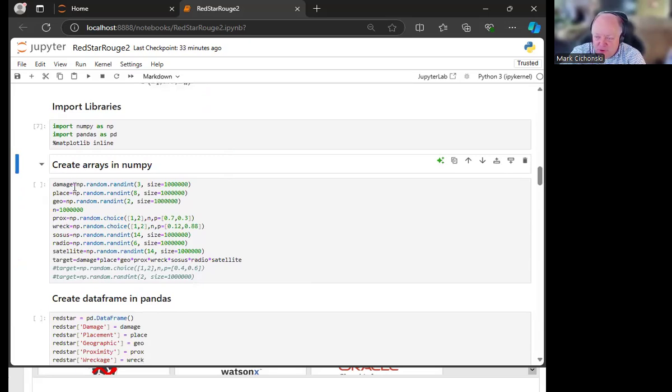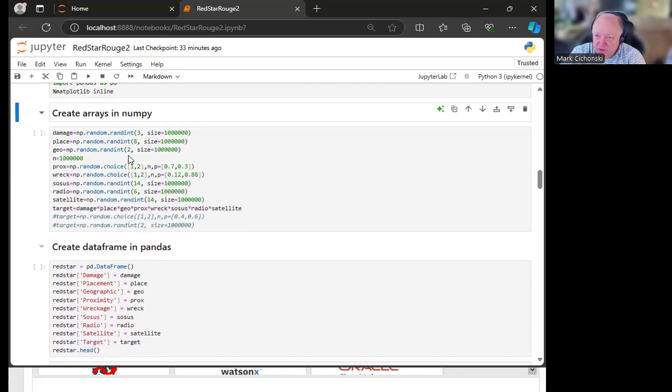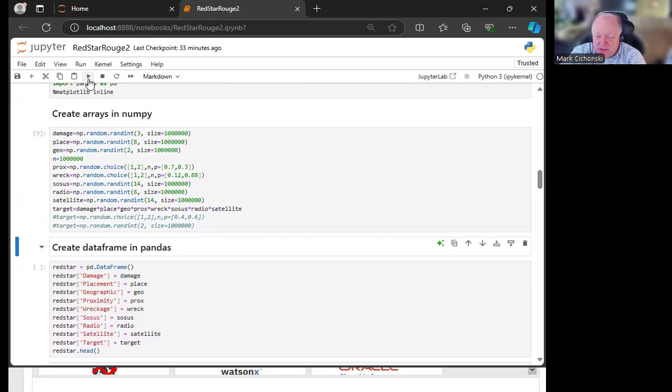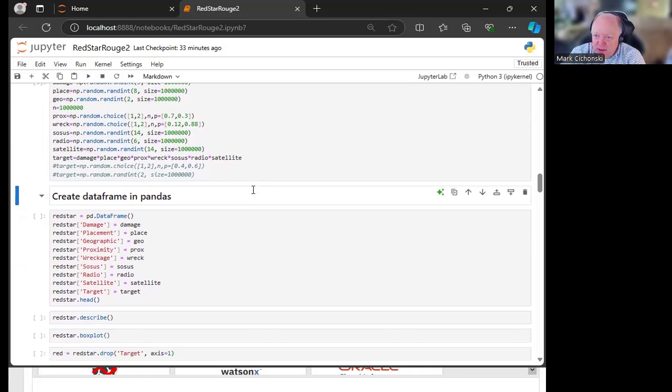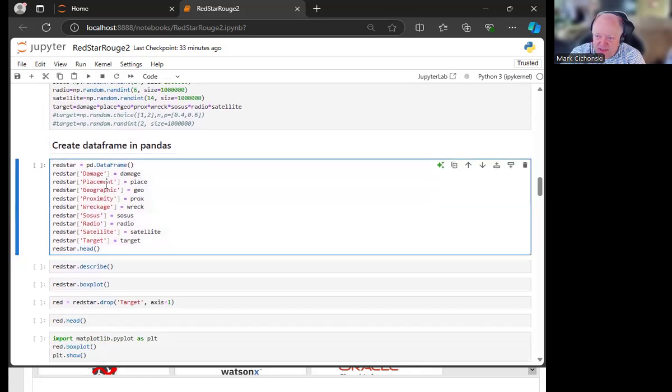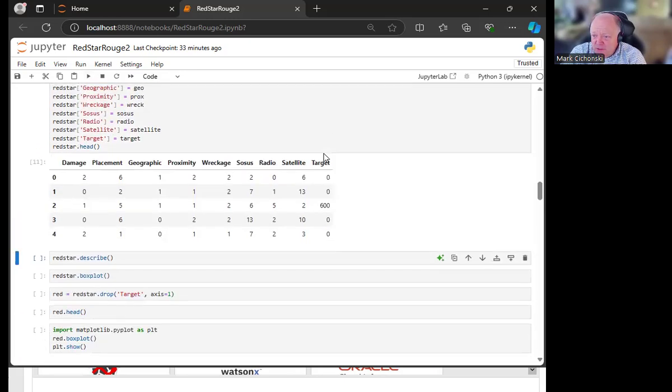In this case, I'm creating individual arrays for each factor, and I'll go ahead and create those. You can see it does it very quickly for random. Again, these are random numbers, and then I'm going to create a data frame. So now I'm going to combine all these 1,000,000 row arrays and create this frame called Red Star. When I do that, I'm just going to show a quick heading here.